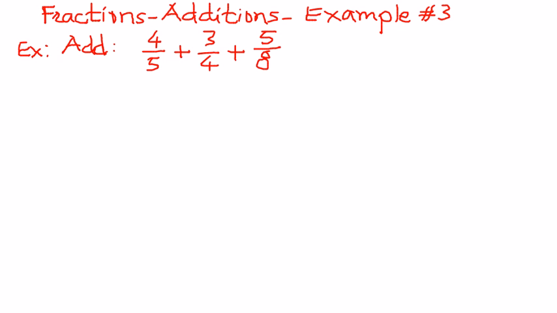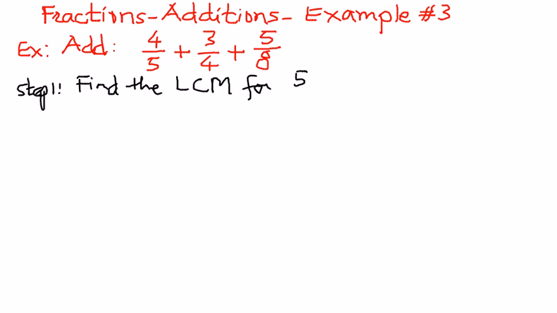So as a first step, number 1, we want to find a common denominator. To find the common denominator, we're going to find the least common multiple for the denominators of these fractions. The denominators are, for the first fraction 5, for the second fraction 4, and for the third fraction 8. We want to find the least common multiple for 5, 4, and 8.